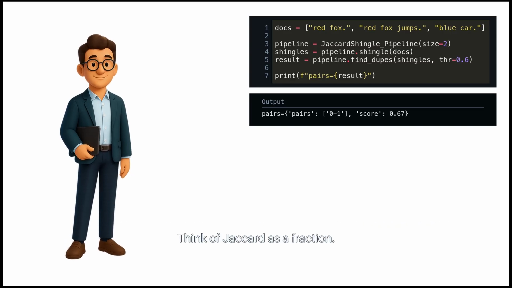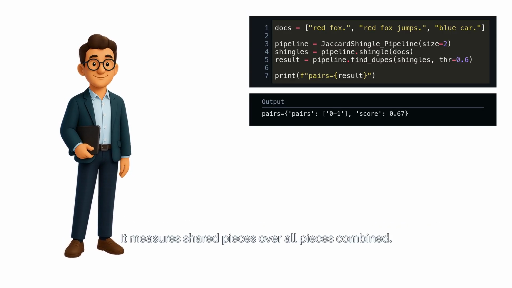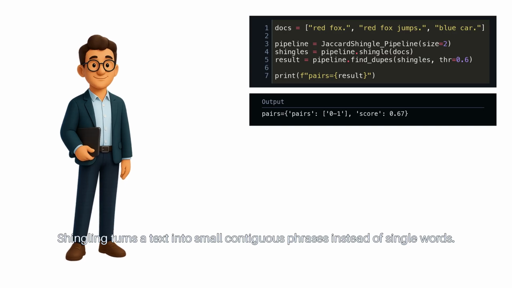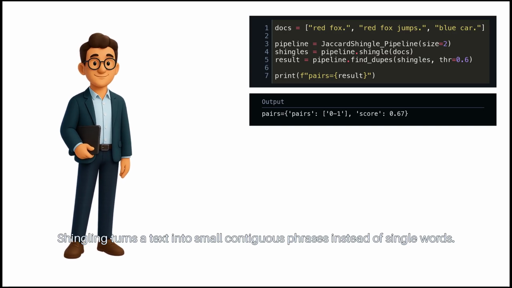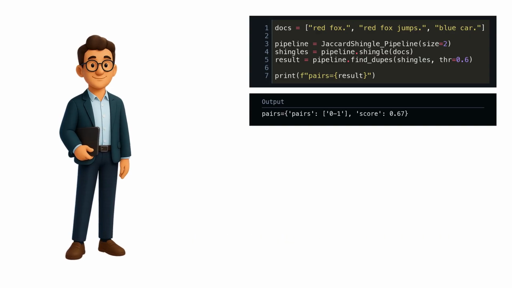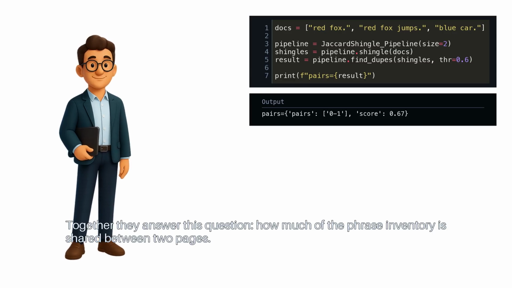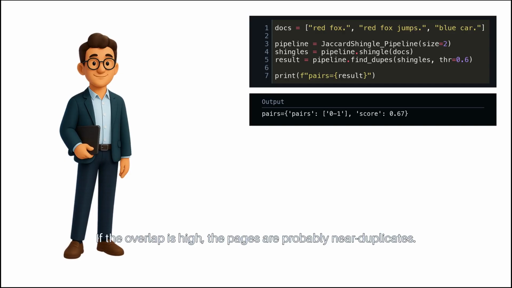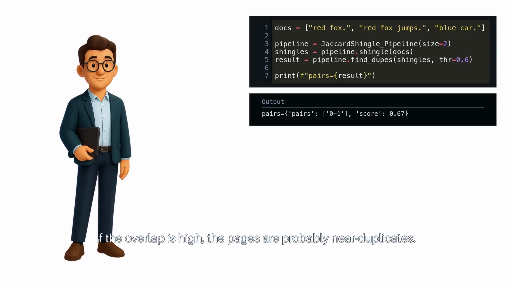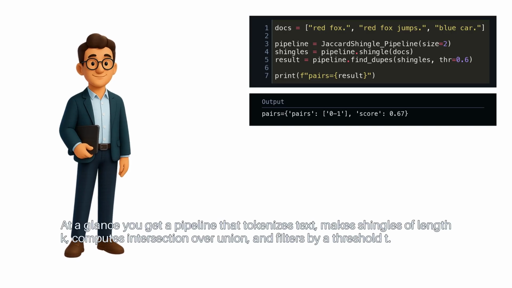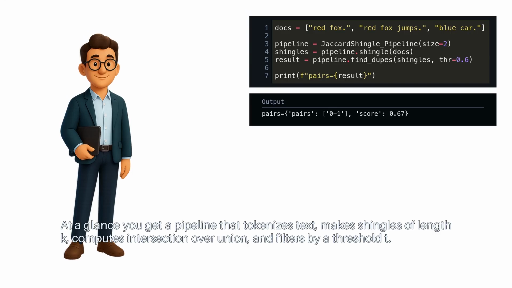Think of Jaccard as a fraction. It measures shared pieces over all pieces combined. Shingling turns a text into small contiguous phrases instead of single words. Together they answer this question: how much of the phrase inventory is shared between two pages? If the overlap is high, the pages are probably near duplicates. At a glance, you get a pipeline that tokenizes text, makes shingles of length k, computes intersection over union, and filters by a threshold t.